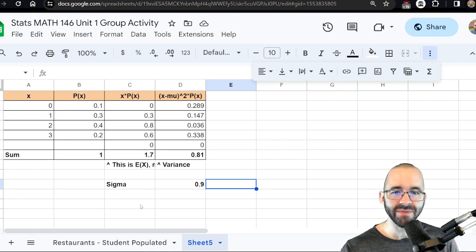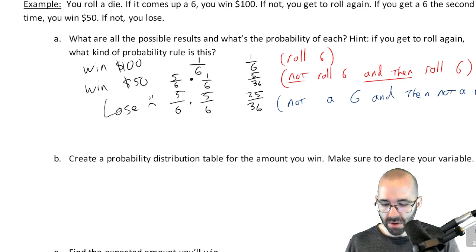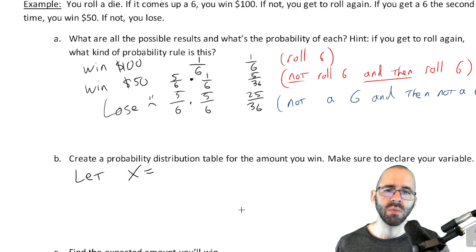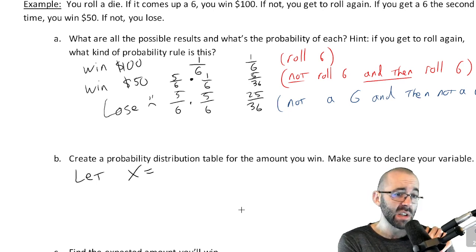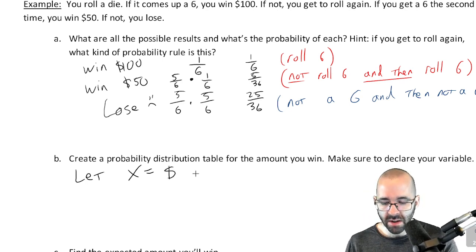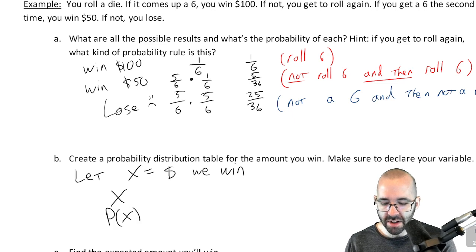All right. So we need to declare our variable. Let x equal, what does x represent here? It's your choice. I think there's a very natural choice here. Be the dollars that we win. Then we can make a table of all of our x values and their probabilities.